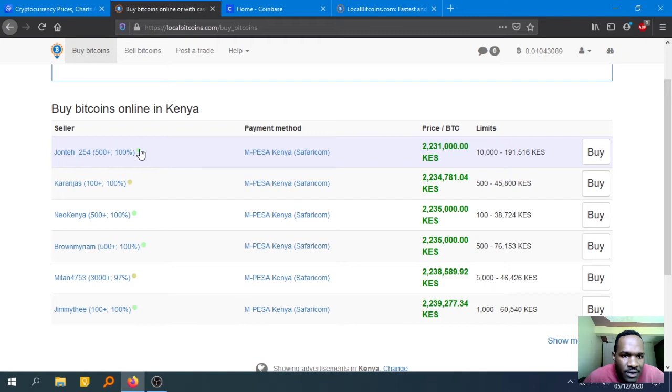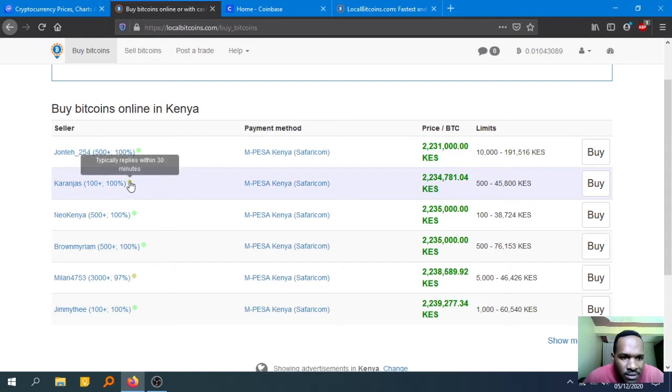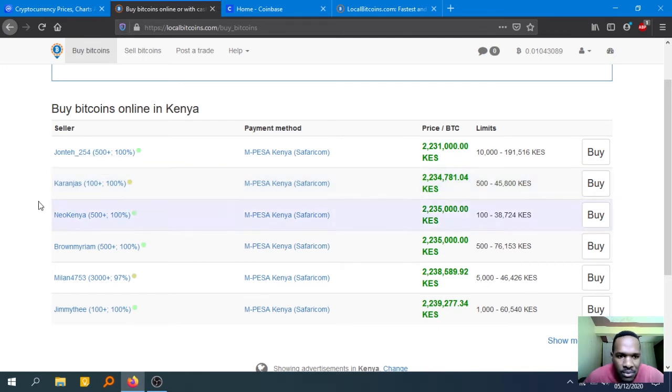And then this green spot means that person typically replies within minutes. If you look at this gray, the replies are within 30 minutes. So this is a little bit slower. I like when I transact with people who reply very fast. So I think this is actually the best for me.